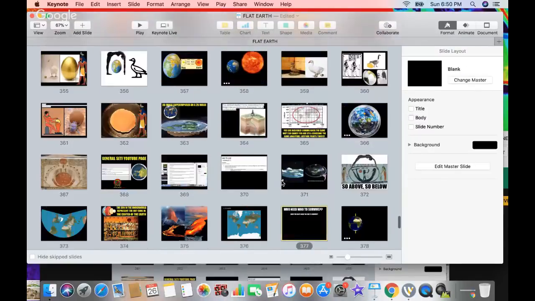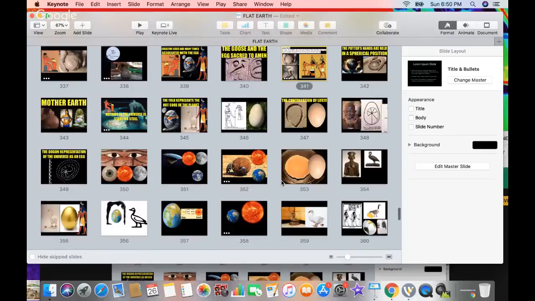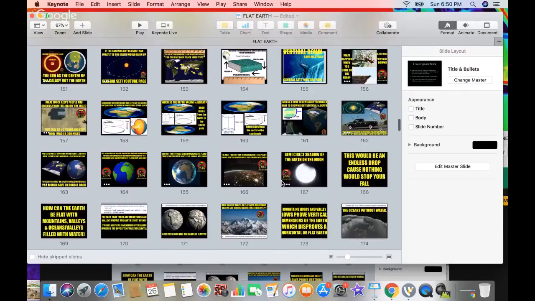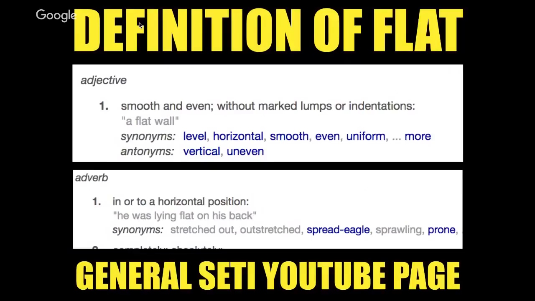Let me come back down here. Matter of fact, let me go up. All right. So again, I'm going to give y'all the definition of smooth and even. Okay? The definition of flat: smooth and even without marked lumps or indentations. Okay? Without marked lumps or indentations. So if you got mountains and valleys, it's not smooth and it's not even.